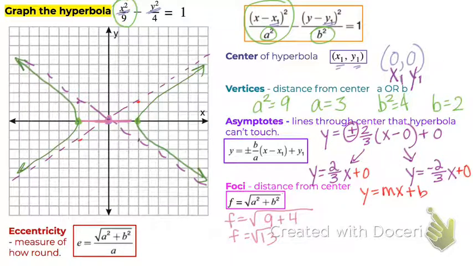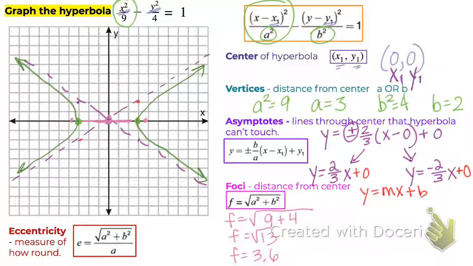If I put that in my calculator, the square root of 13 is about 3.6. So that means from the center, I'm going to go to the right 3.6. It's going to be about here. And to the left 3.6. That's going to be right here.